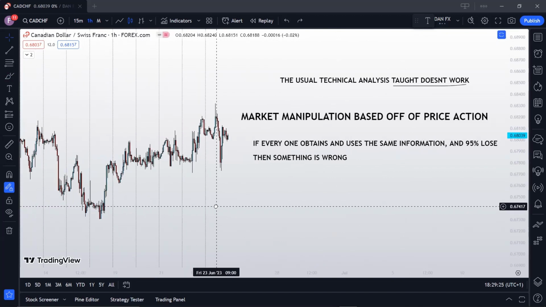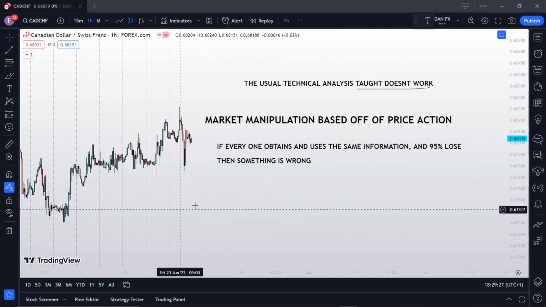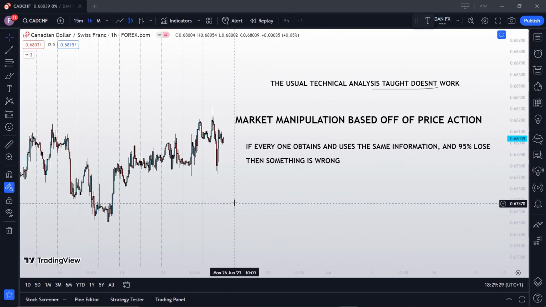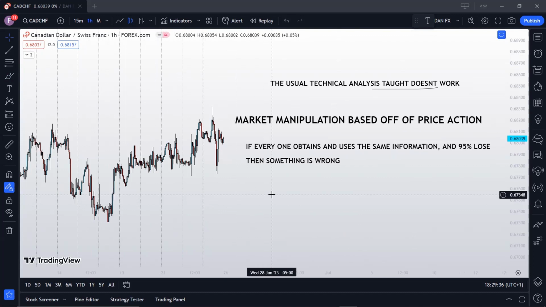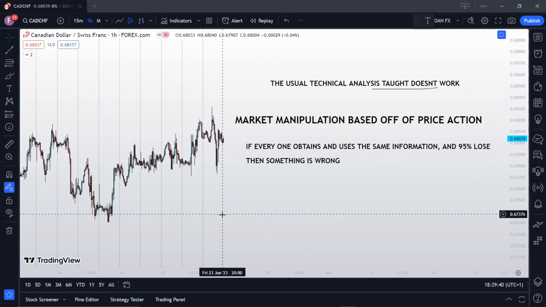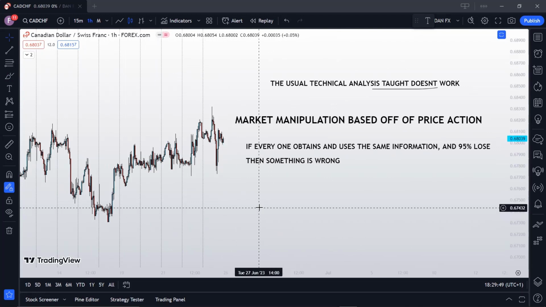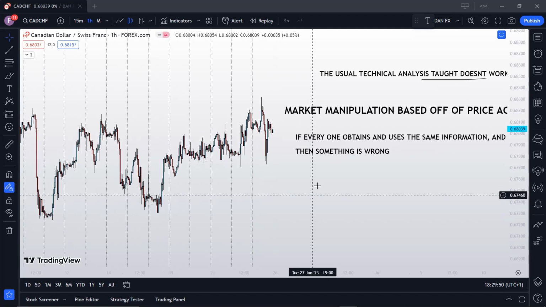once you understand price action based off of how these market makers, banks, hedge funds manipulate the markets, then it's game over. You can clearly see what is actually happening, because once you see it, you can't unsee it. So I'm going to be showing you a couple of trades that I took based off of this price action manipulation, and a couple of examples of this manipulation at work. So let's get into it.